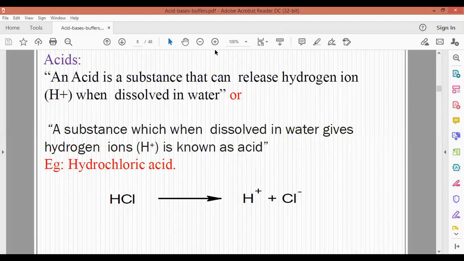So what is meant by an acid? An acid is a substance that can release the hydrogen ion when dissolved in water. Or what is another definition? A substance that, when dissolved in water, gives the H+ ion. See, NaCl plus H2O, there is a releasing of the H+ ion.